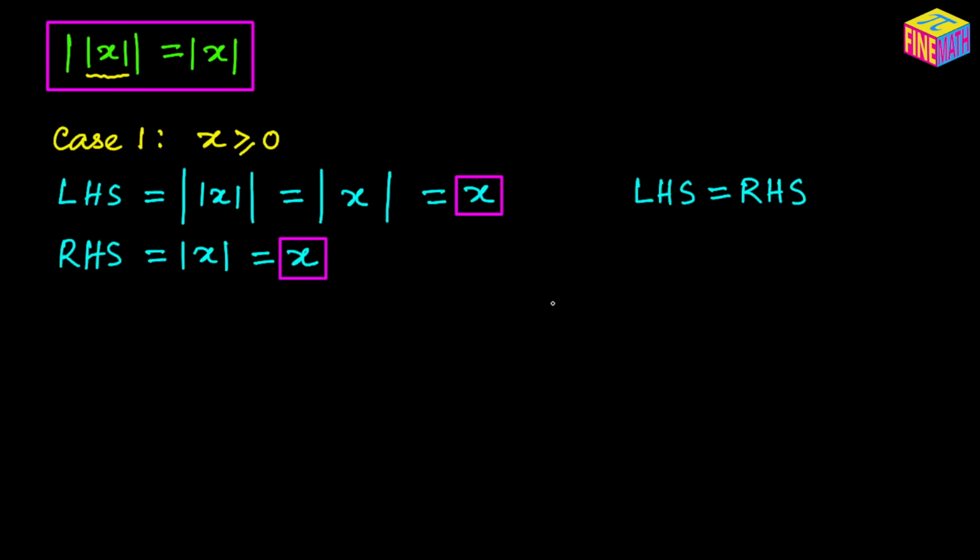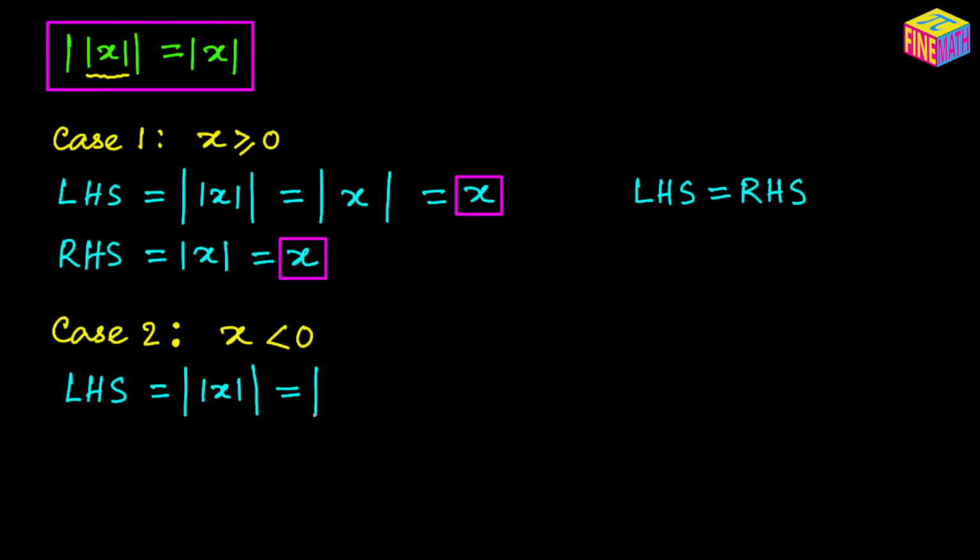But this is just the first case. Let's take the second case when x is a negative number. Now in this case, what would be the left hand side? Because x is a negative number, the inner modulus is going to give us a negative of x. And in the previous video, which was part 1, we have already proved that modulus of negative x is equal to modulus of x. And again, here you see this is looking like the right hand side. So here also we have proved that the left hand side and the right hand side are equal.